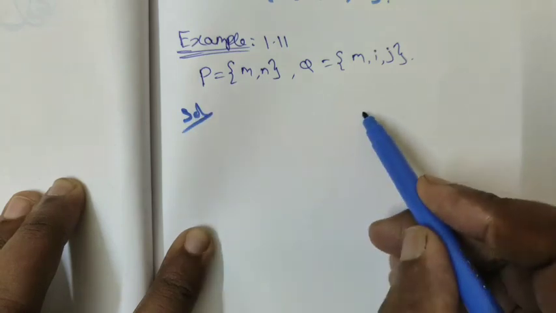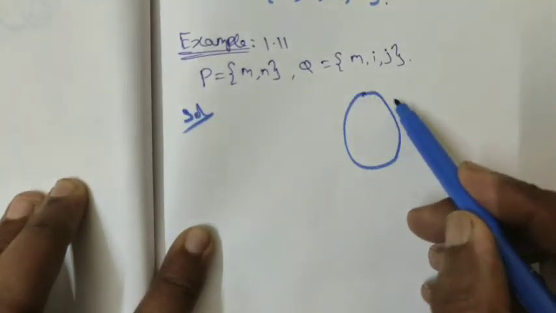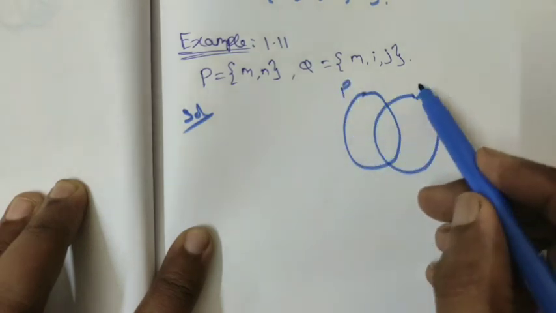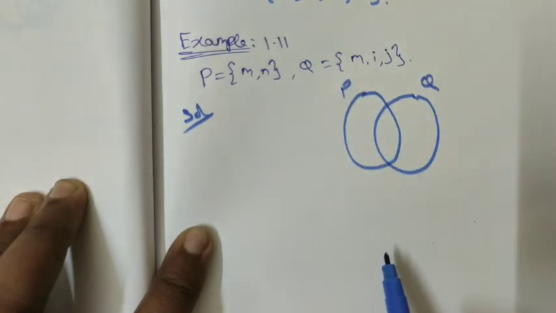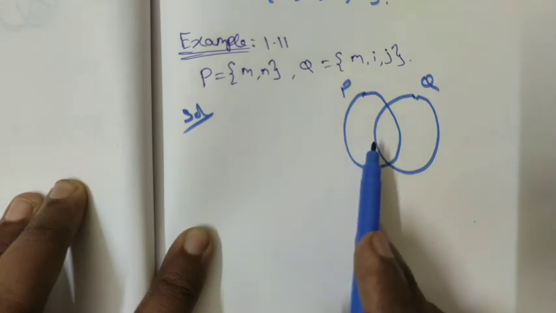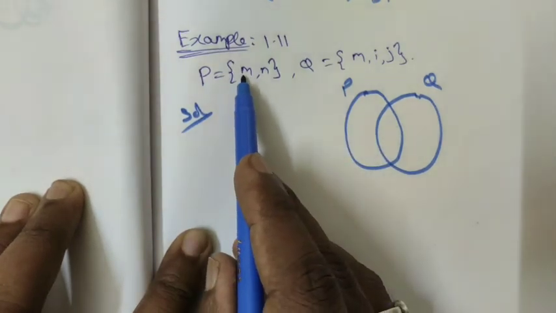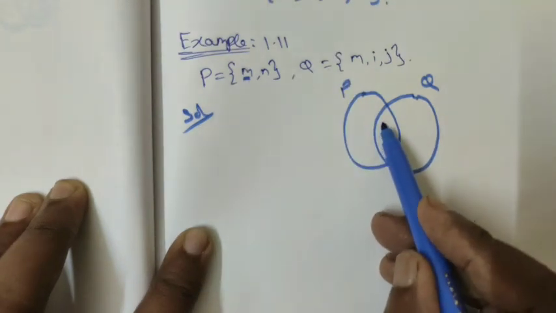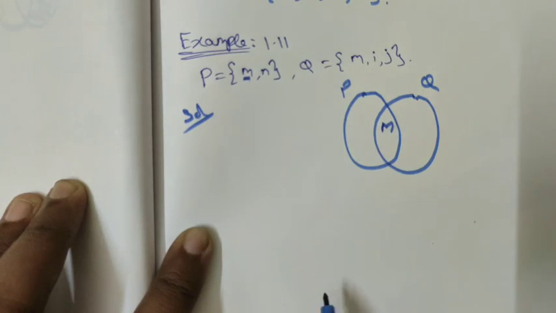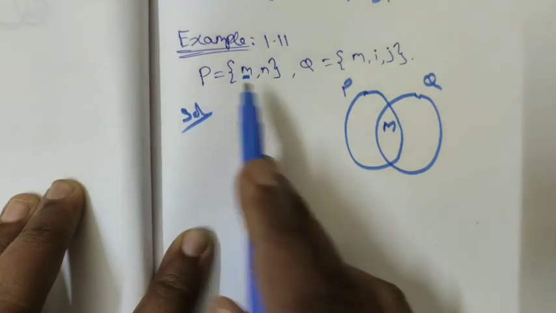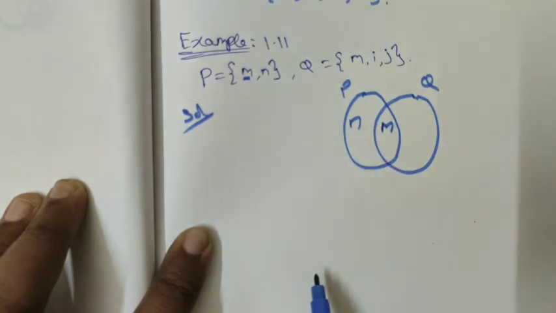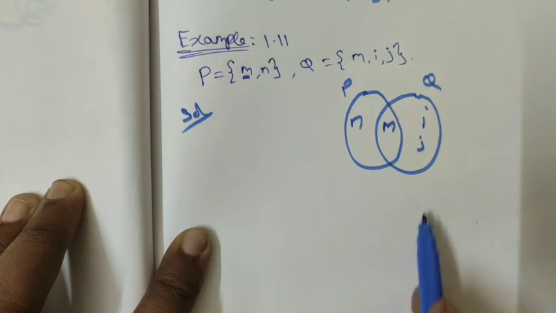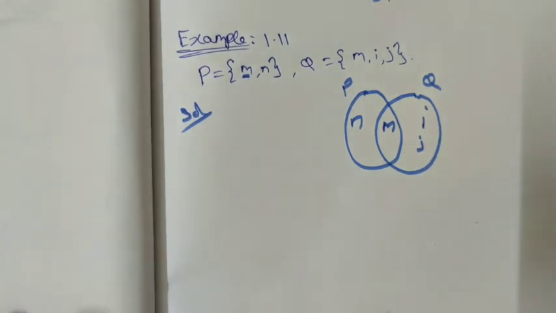Solution. They are asking for the Venn diagram. First, this is the P set and this is the Q set, right? Let me take it as P and then Q. We have to place the elements in the appropriate place. See, M is common to both P and Q. This is the common place for both P and Q, so we place M here, right? N appears only in P, not in Q, so N. And I and J appear only in Q, so I and J, wherever inside the Q place, we can write it.